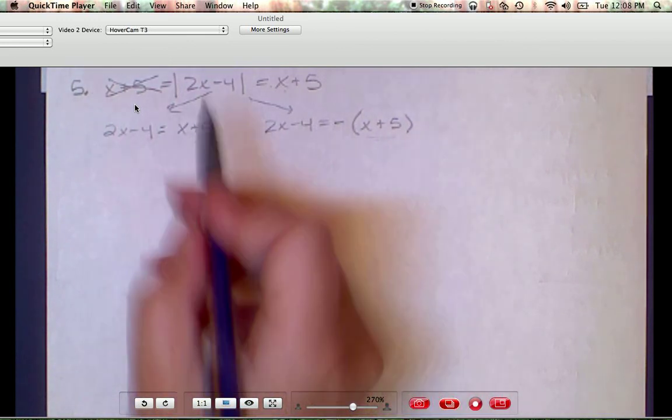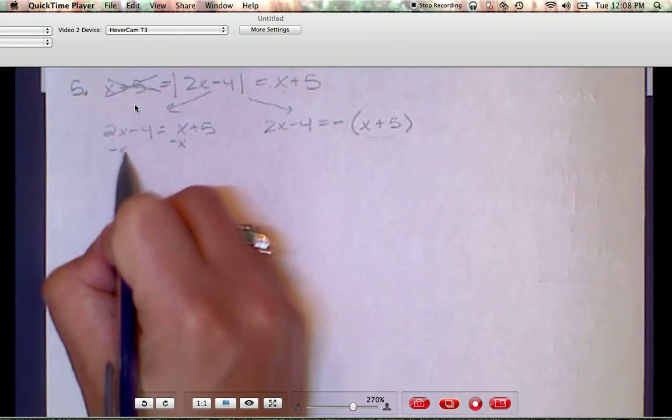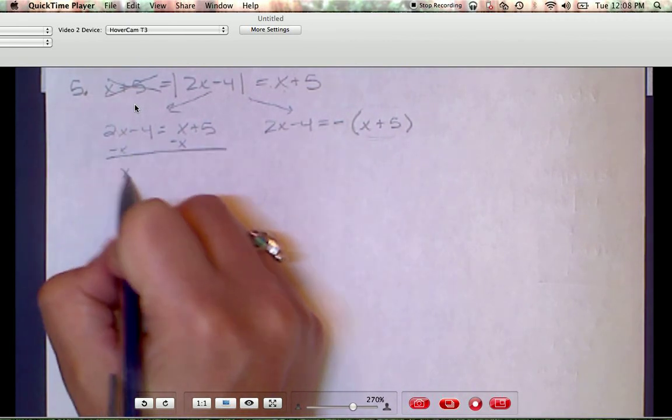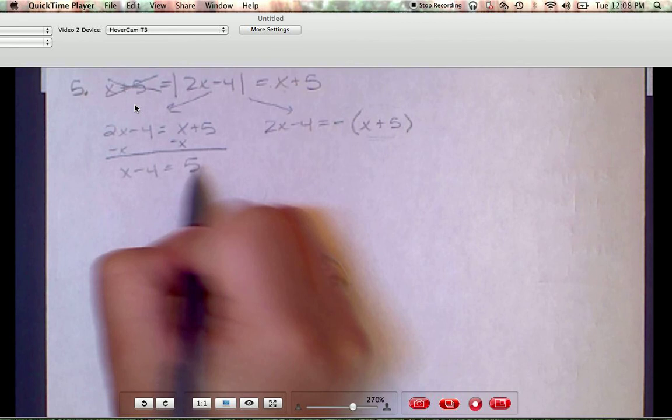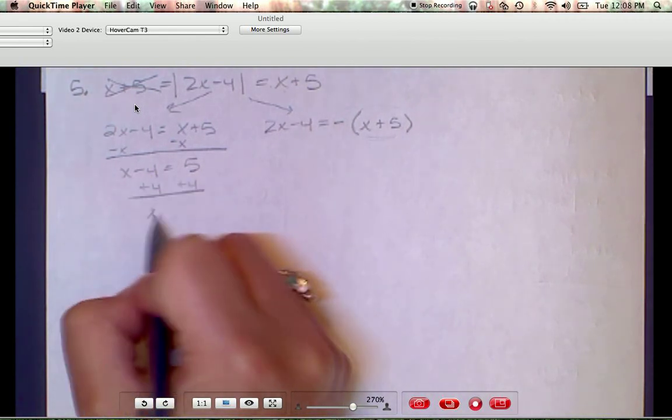All right, so we've got variables on both sides. So we want to move this x over to this side. 2x minus x is x. And then move this 4 over by adding 4. So we get x equals 9.